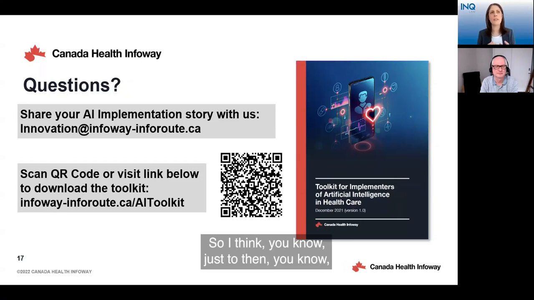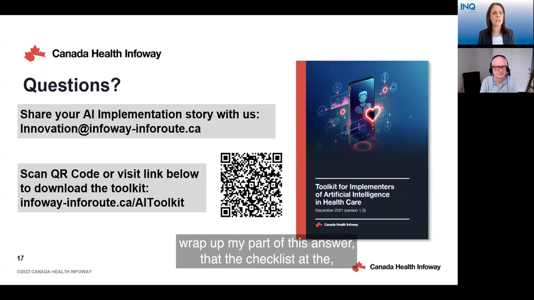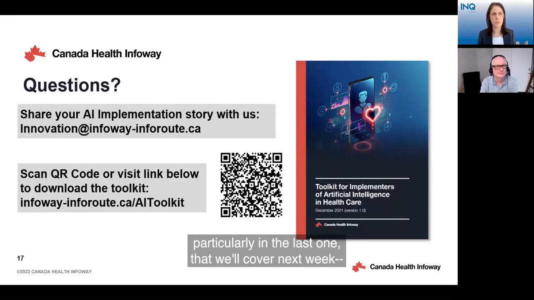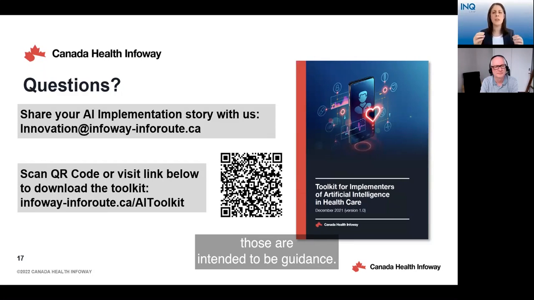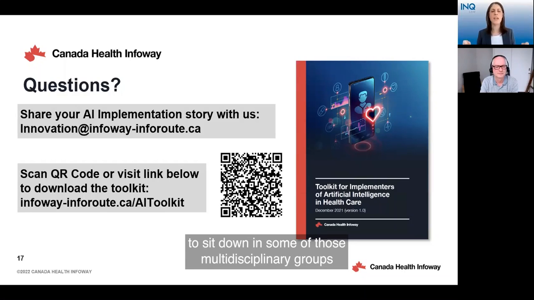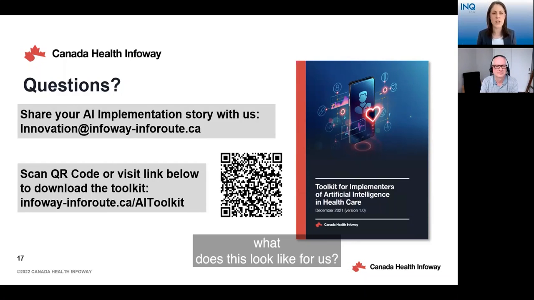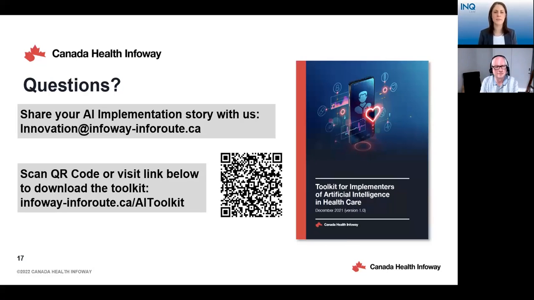So just to wrap up my part of this answer, the checklists, particularly the last ones that we'll cover next week, are intended to be guidance. They can be tailored, and they should be tailored to your organization, and they should be used as a purpose for discussion, to sit down in those multidisciplinary groups and really talk about, what does this look like for us? How can we adapt it to our circumstances? How are we going to actually do this? What is it going to look like to implement?